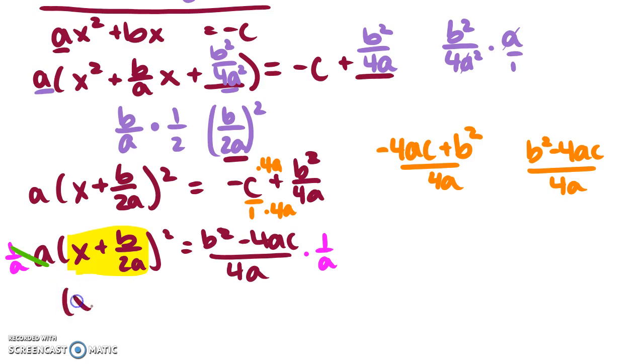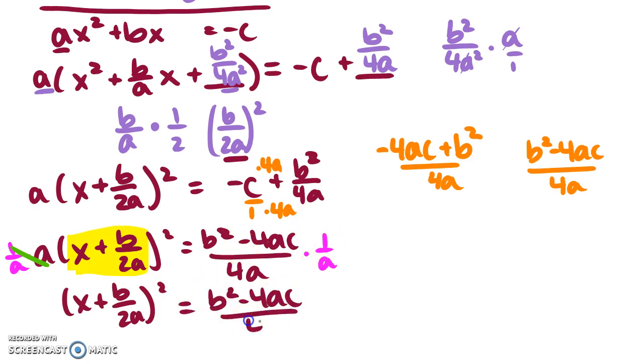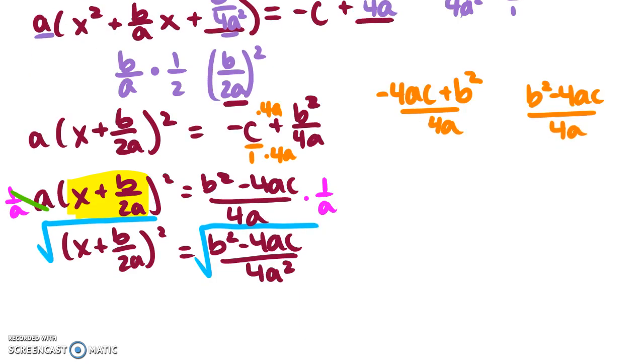And then we'll have x plus b over 2a squared equals, and when you multiply this, you have b squared minus 4ac all over 4a squared. And now we have the stuff that's squared all by itself, which is awesome because now we can square root both sides. This is looking like crazy stuff, but this is what somebody did to figure out the quadratic formula. Aren't they smart?